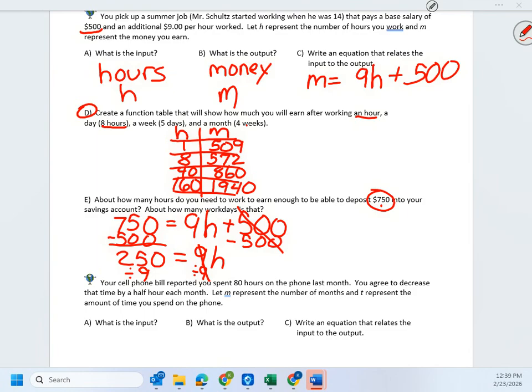Victoria, 27.78. Say that again. 27.78. So it says about how many hours, so that means I'm going to round. I want to round to a whole hour. What am I going to round that to, Holland? 28 hours. So I'm going to work about 28 hours.